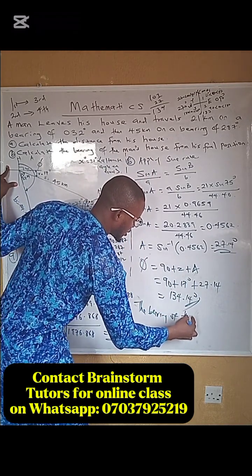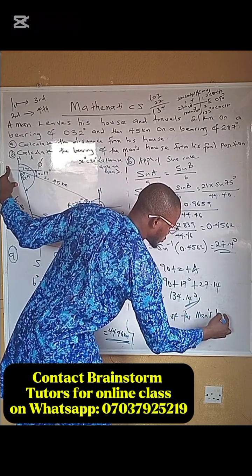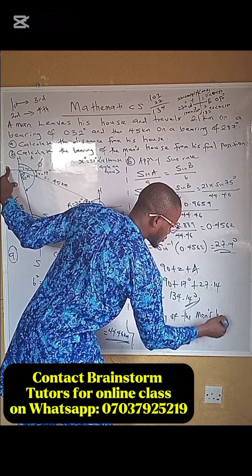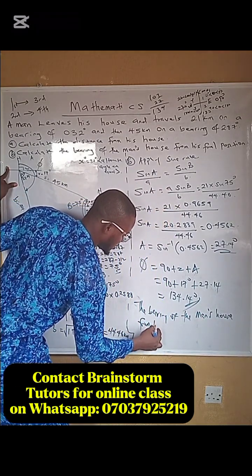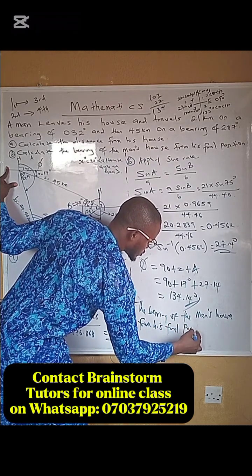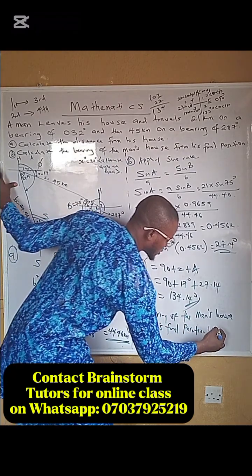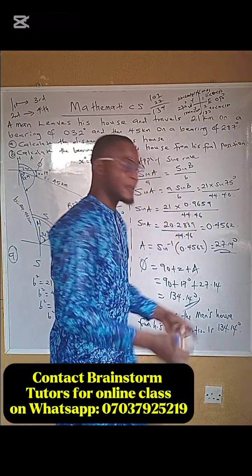So therefore, the bearing of the man's house from his final position is 134.14 degrees. So that's all about that.